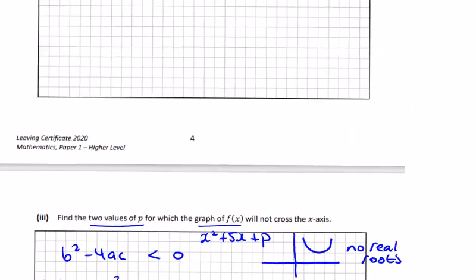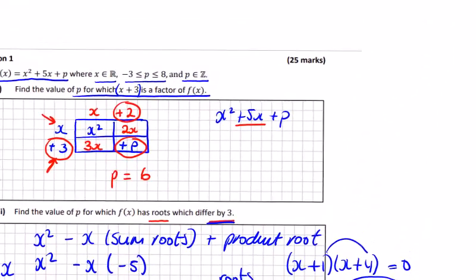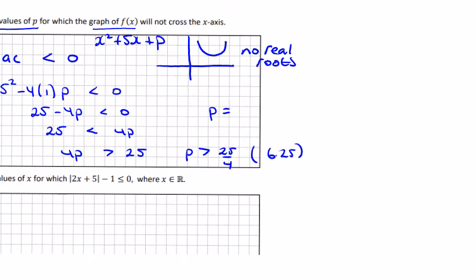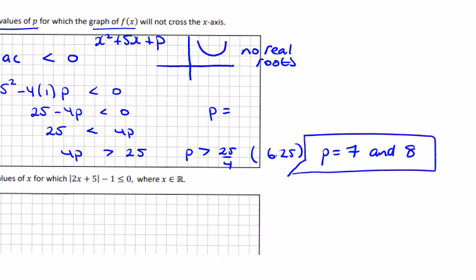My range of values was between minus 3 and 8. Let's just double check here. Between minus 3 and 8. So what values of p are greater than 25 over 4? P is going to be equal to 7 and 8. And that's the end of my range of values. So there are the two values for this part.